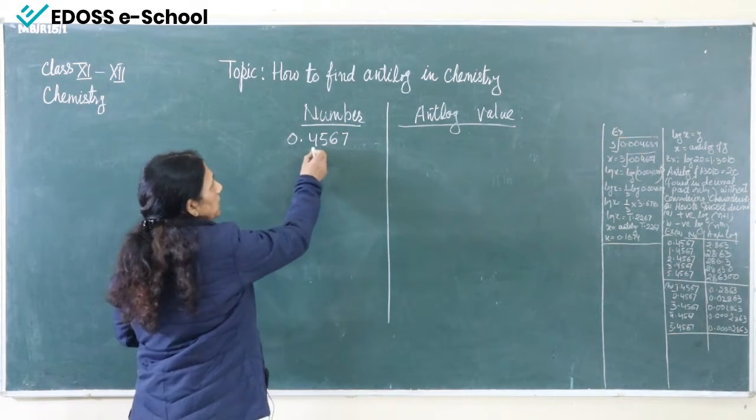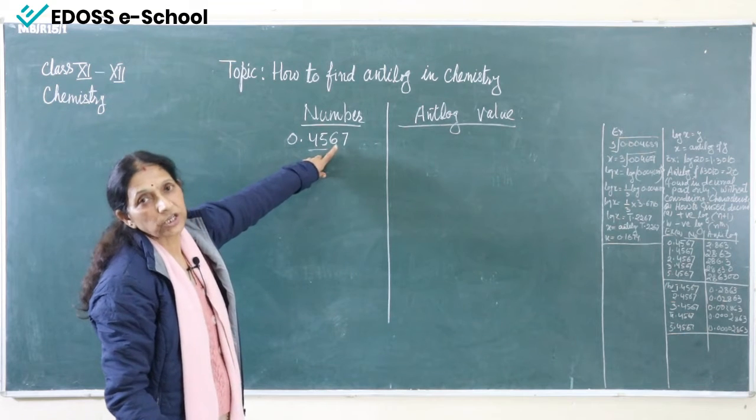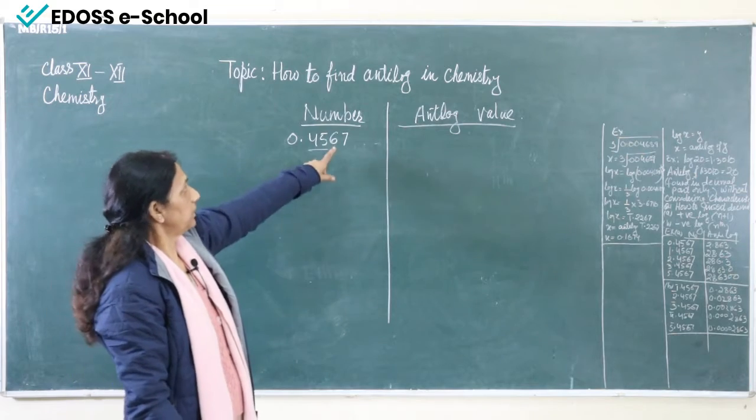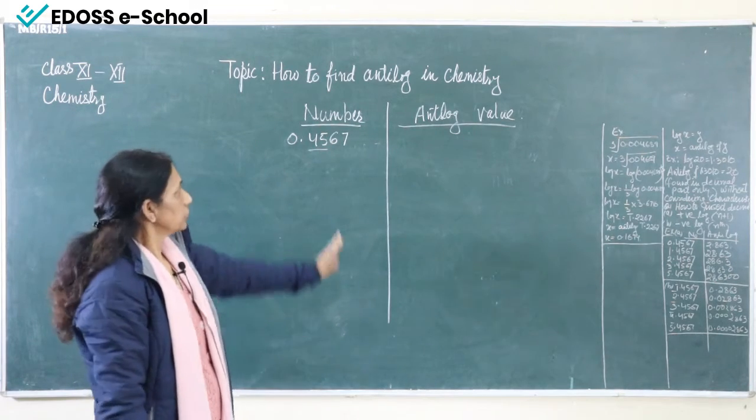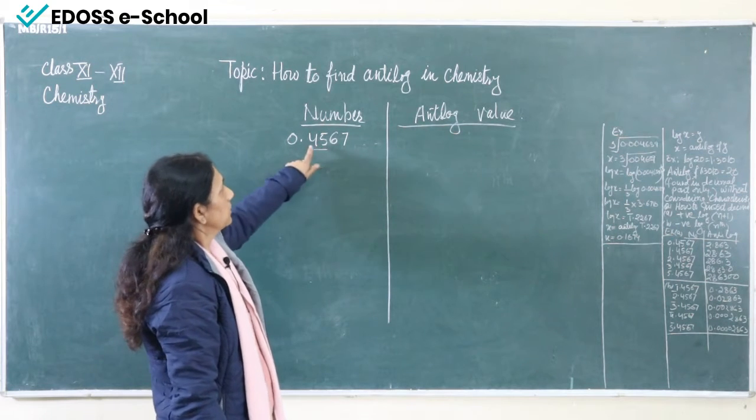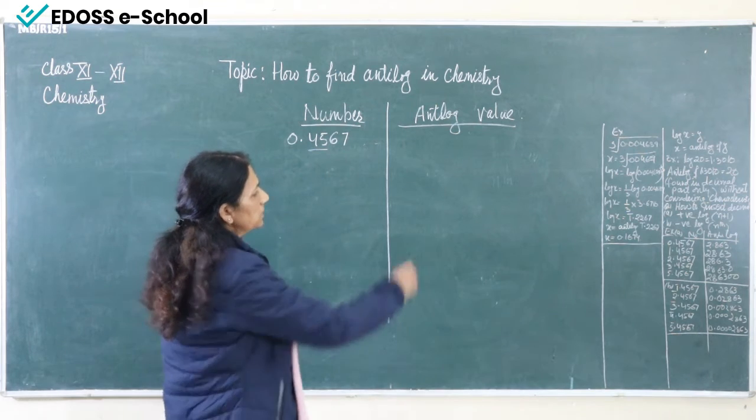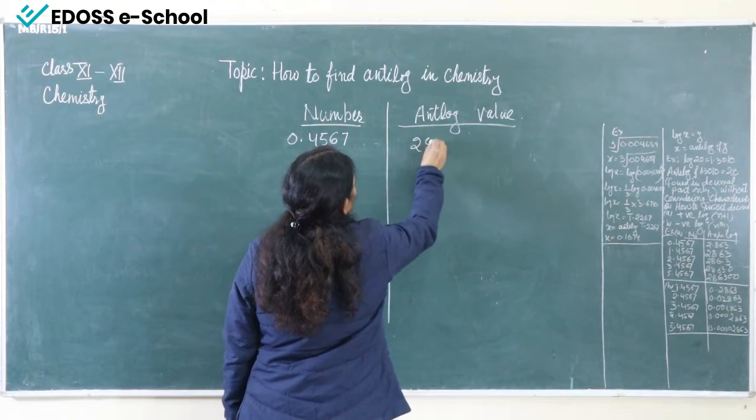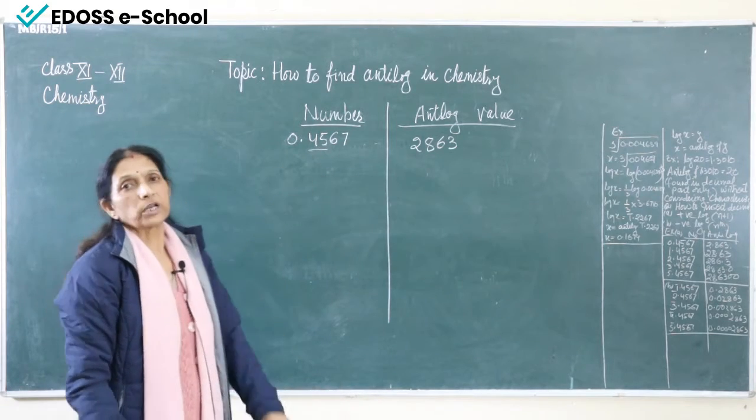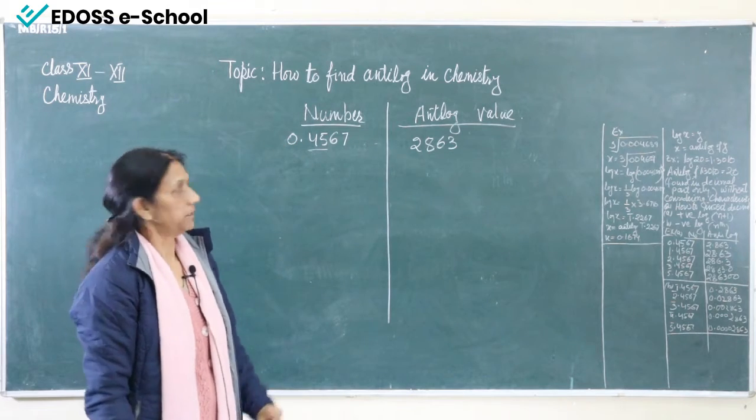In the antilog table, I will look at 45, then the reading at 6, and then 7 at the 7th place, where I will add the mean difference. Suppose with the help of the antilog table, the value for 0.4567 comes to 2863. Now the important thing is how to insert the decimal here.